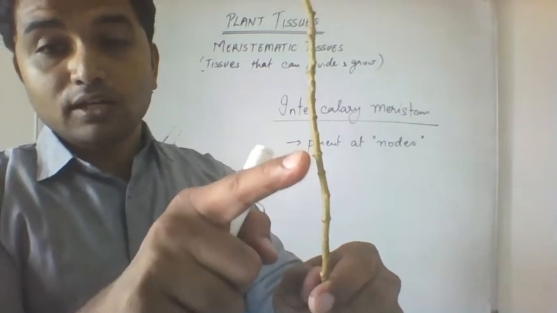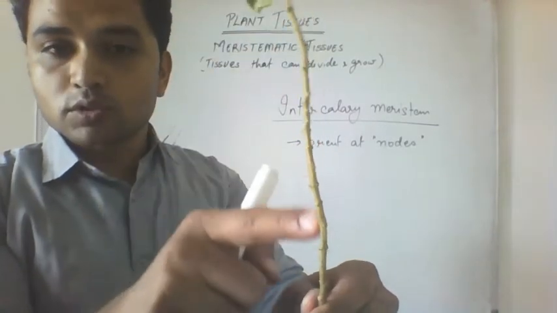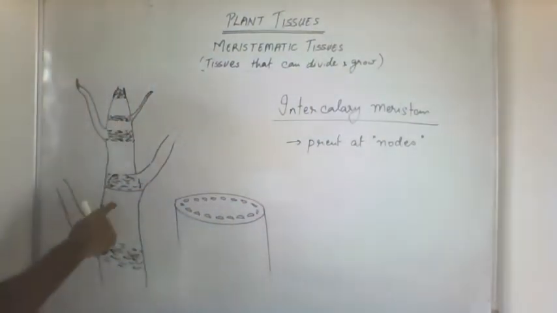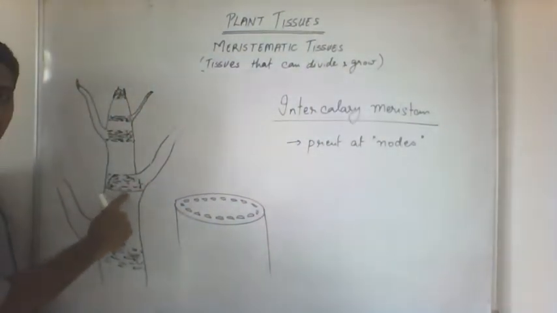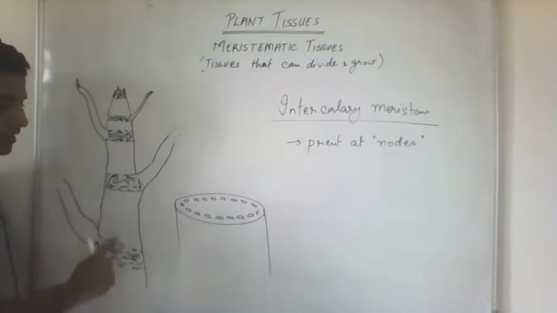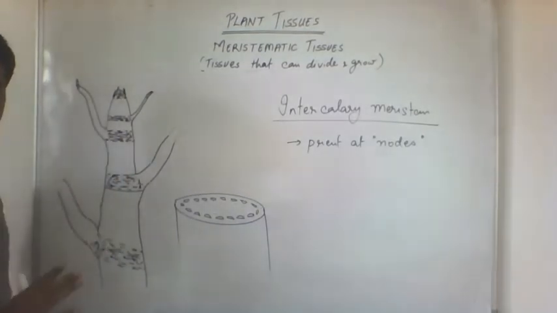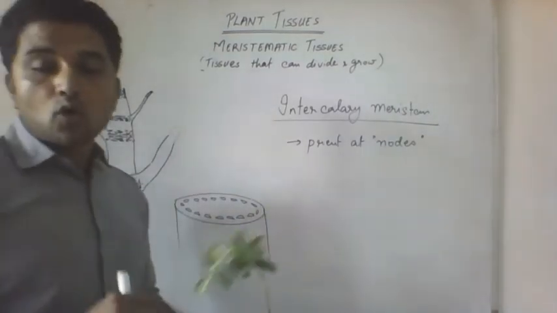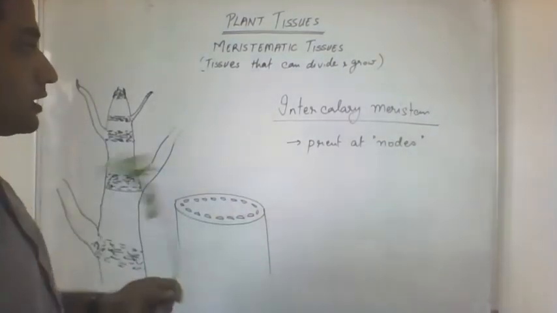Meristematic tissues are present at these nodes, like the diagram I showed you. Here, see, this is the node. Meristematic tissues are present at the tips and also at the nodes. Now what do they help us in?